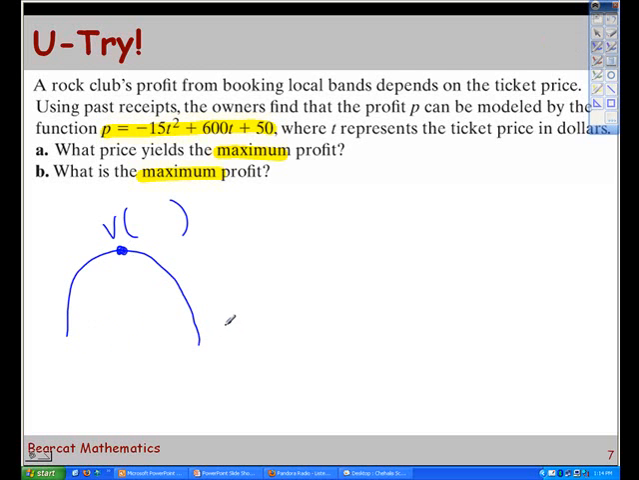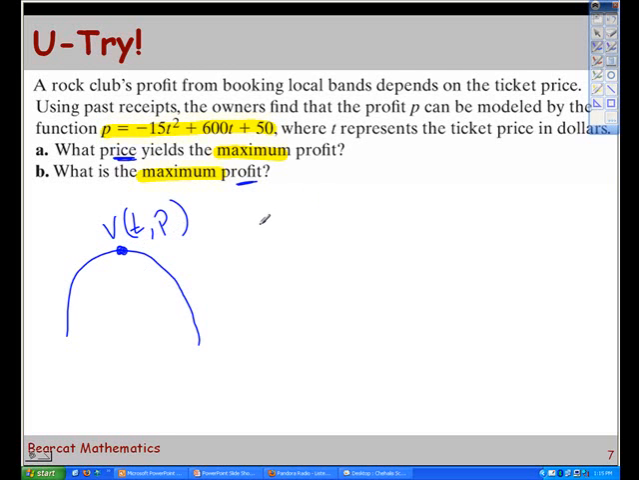Now for this, it's not an x and a y. What's the x part being replaced by here? T, and then it's P, right? So T represents the ticket price, and P represents the profit. So when it asks me to find the price, what am I looking for? T, or X. When it asks me to find the profit, I'm looking for the Y value, or the P here, right? So how do I find this X value, which is a T value in this problem?